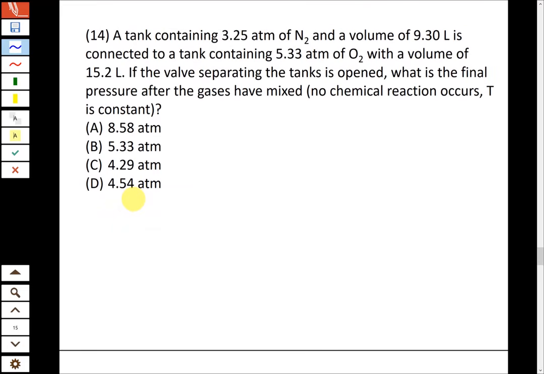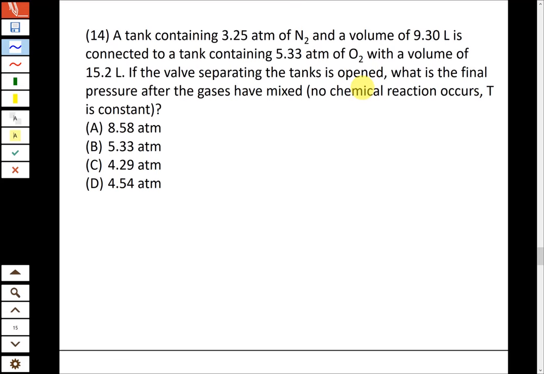All right, number 14. Here we have a tank containing 3.25 atmospheres of nitrogen with a volume of 9.3 liters, and then we're connecting it to a tank containing 5.33 atmospheres of O2 with a volume of 15.2. When we open the valve connecting the two tanks, which allows the two gases to mix, what is the final pressure, assuming that there's no chemical reaction occurring and that the temperature remains constant?